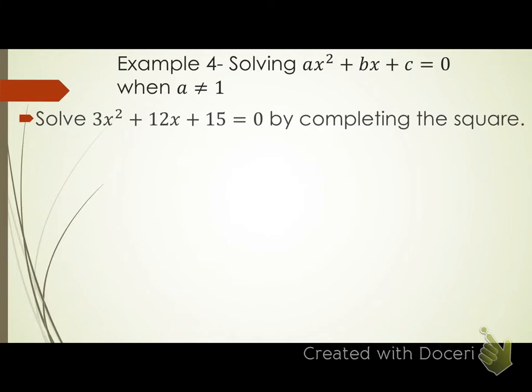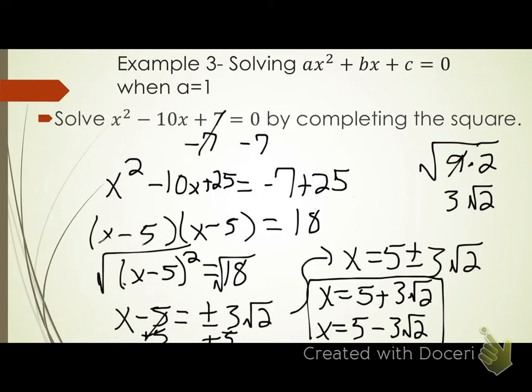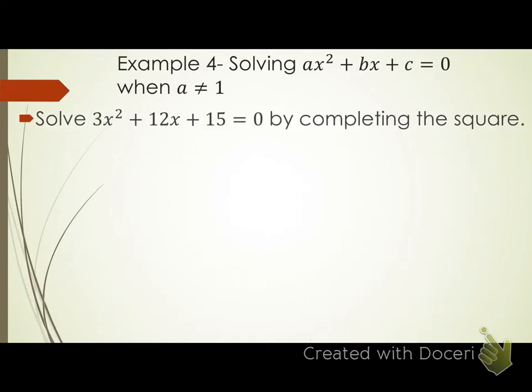Last example for today. So let's say that in this previous example, my a value was 1, correct? The number in front of x squared was 1. Let's look at it when a does not equal 1. Is my a value 1? No. I do want my a value to be 1 so I can complete the square.